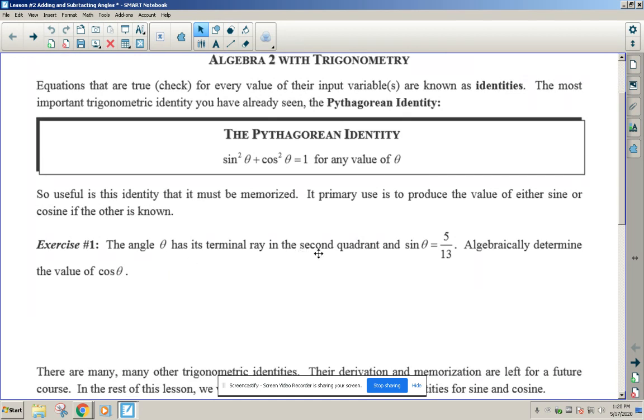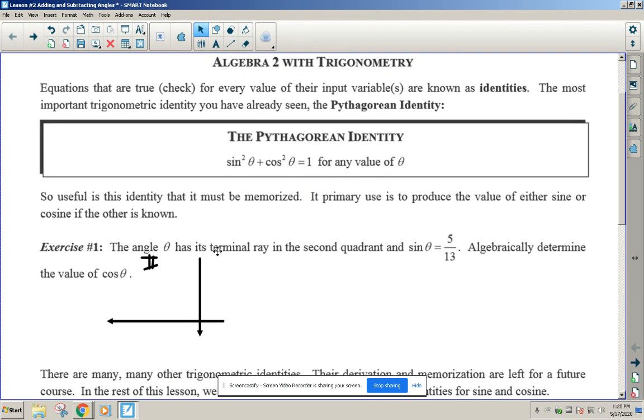Because now you get to exercise 1. Angle theta has a terminal ray in the second quadrant. Now, the minute you read that, this is when you're saying to yourself, okay, I am only in quadrant 2. So here's my graph, and here's quadrant 2. I don't want any other quadrant right now. This is all I need. Now my y is positive. So my sine is positive. My x is negative. So my cosine is going to be negative.